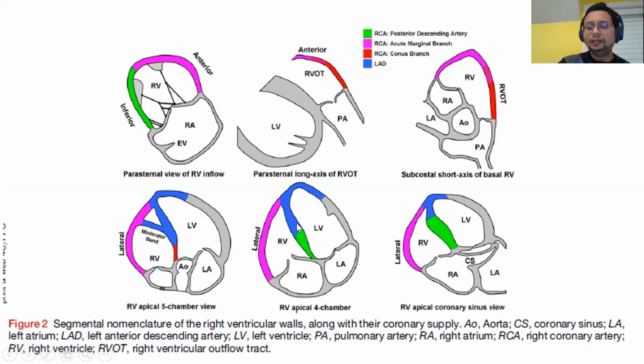However, the mid and apical septum and also the moderator band is actually supplied by the LAD. All right, one more time: the PDA branch of the RCA supplies the inferior wall and the basal septum. The marginal branch of the RCA supplies the anterior wall and the lateral wall. And the conus branch, you can see there at the RV outflow tract, is the conus branch of the RCA.